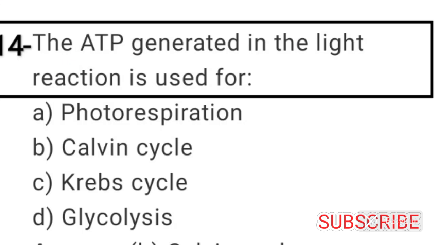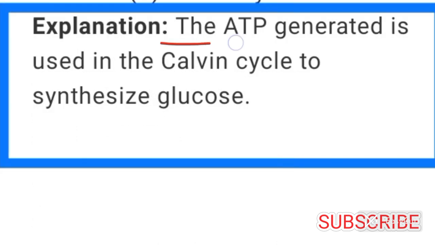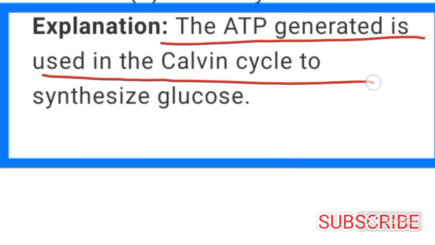So ATP generated in the light reaction is used in the Calvin cycle for converting CO2 into glucose by providing energy for reactions like 3-PGA to G3P conversion and RuBP regeneration. So the ATP generated is used in the Calvin cycle to synthesize glucose.